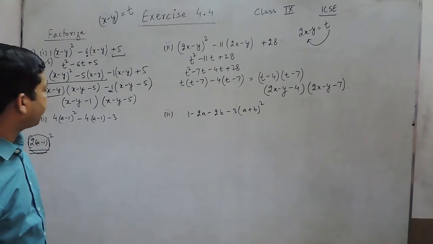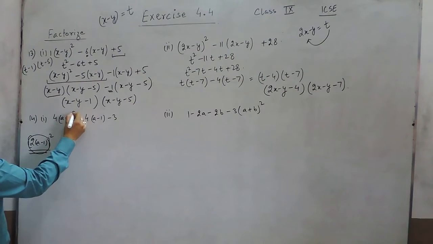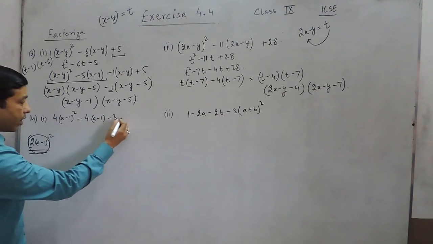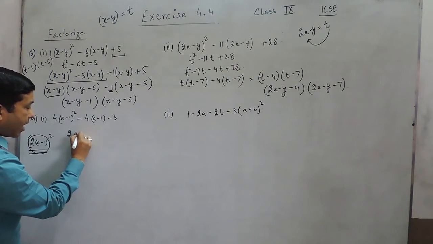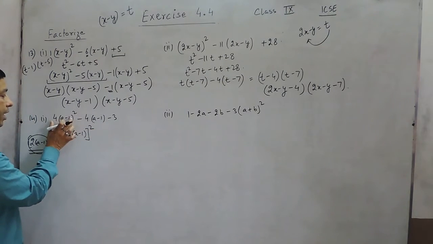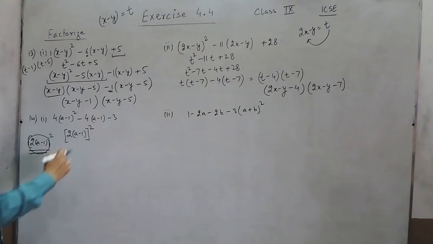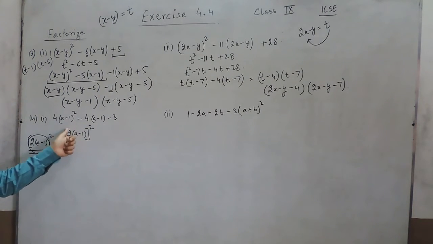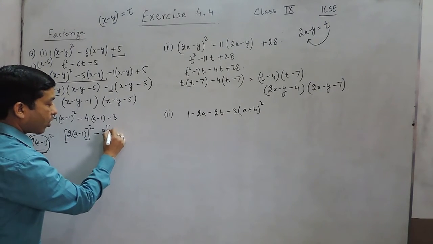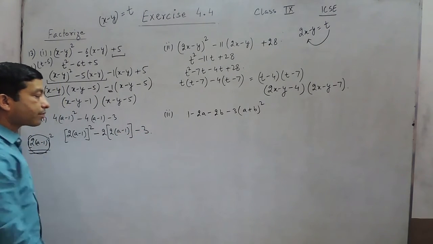If I put in this question, it is (4a − 1)² − 4(a − 1) − 4... if I want to solve this, I can put it as (2a − 1)². This is actually the factor of (4a − 1)². This 4, if I write as 2², so this is (2a − 1)² − 2 into (2a − 1) − 3.